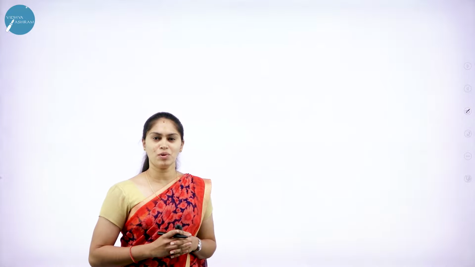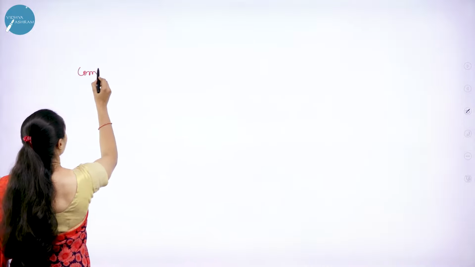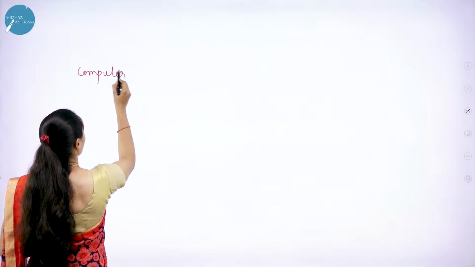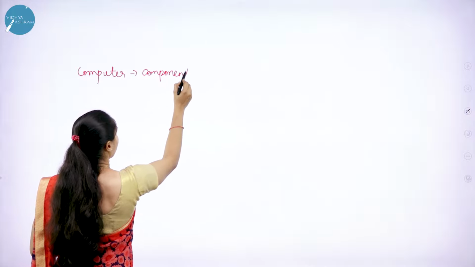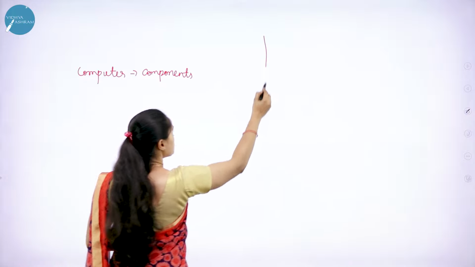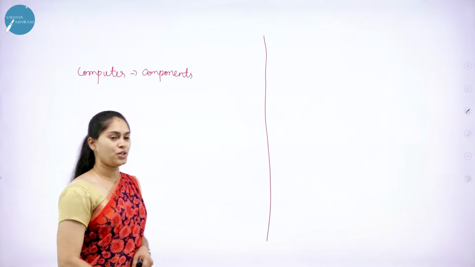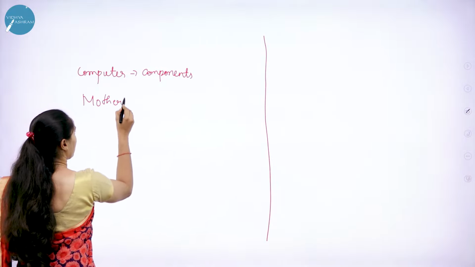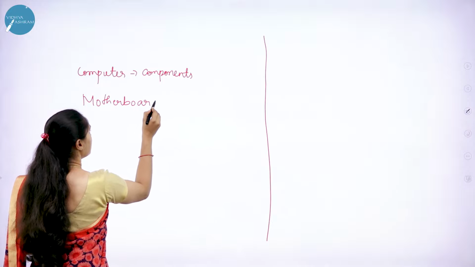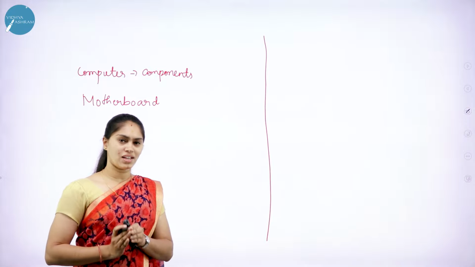When you want to understand this typical configuration of a computer system, first you have to understand what you mean by computer. Then what are the components of a computer, that is, the functional components of a computer system. After that you have to understand the motherboard. Motherboard is a main component, which we call a PCB, that is printed circuit board. Motherboard is a main component of a computer system.